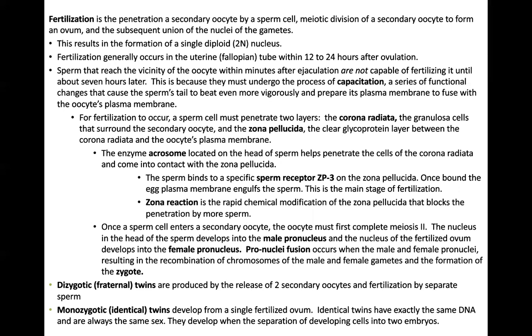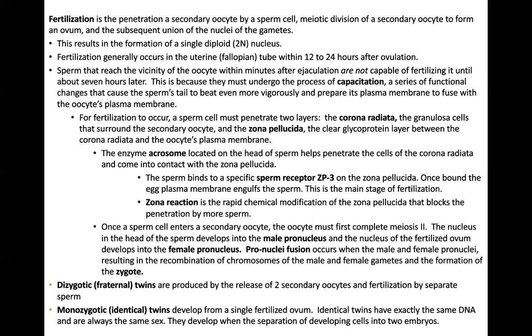On the zona pellucida are special receptors called sperm receptor ZP3, which I don't have any idea why they call them that, but they are a receptor for sperm. I guess that makes sense. I don't know where the ZP3 stuff comes from. But once bound, the egg's plasma membrane will just suck that sperm in. And this is the main stage of fertilization.